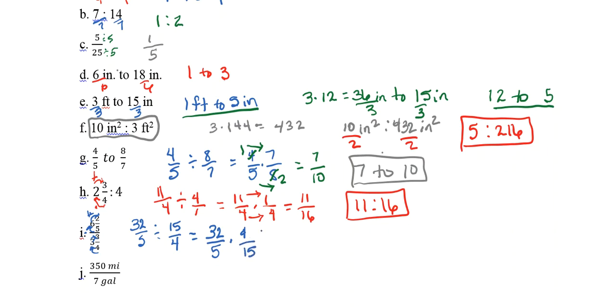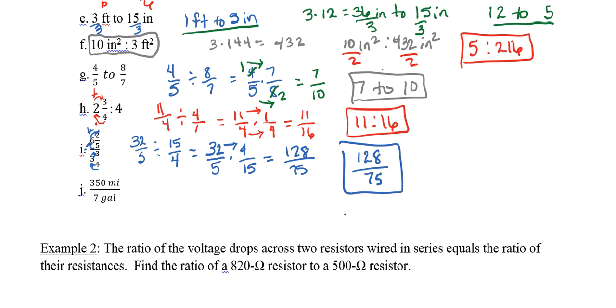And nothing's going to reduce, so we're just going to have some large numbers. 4 times 32 is 128. 5 times 15 is 75. So it's 128 to 75. Now they don't always seem reduced, but they are. So this last one is in a fraction form.